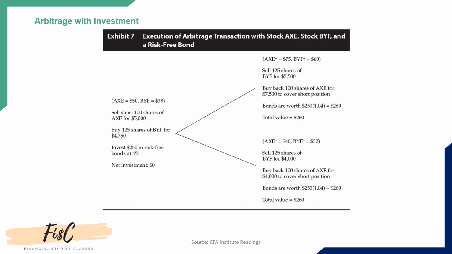Now in the next case, when the market goes down, again when we sell the BYF shares, we get $4,000, which is equivalent to the amount required to cover the position of AXE shares, and the rest of the amount, which we gain from the bond investment, is our net profit. So in both cases we are earning $260. Now it's a really hypothetical example, but it can be applied in the real world as well.